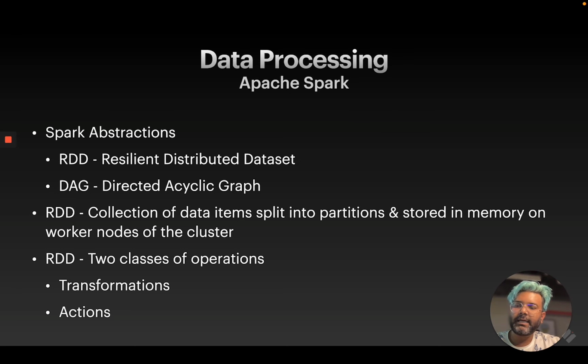And RDDs can be created by reading from a data source like HDFS or HBase, or they can be created by applying some transformation on an existing RDD. The other abstraction is a DAG, directed acyclic graph. DAGs are the way in which Spark plans out what execution needs to happen at what stage of the entire application.